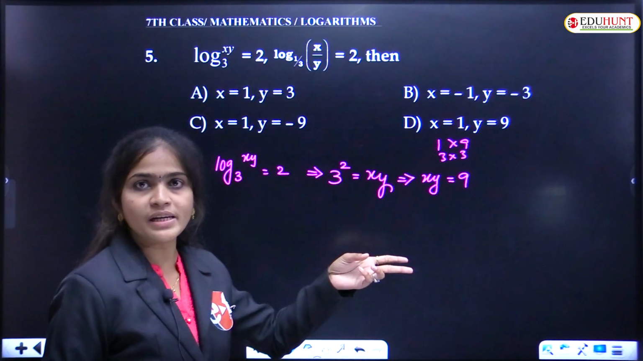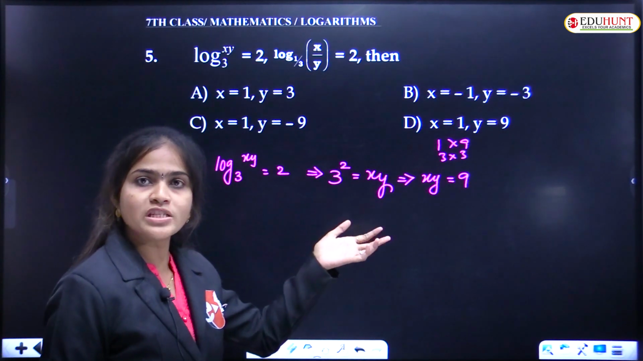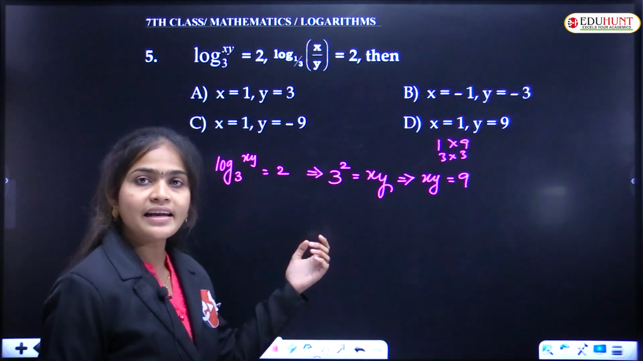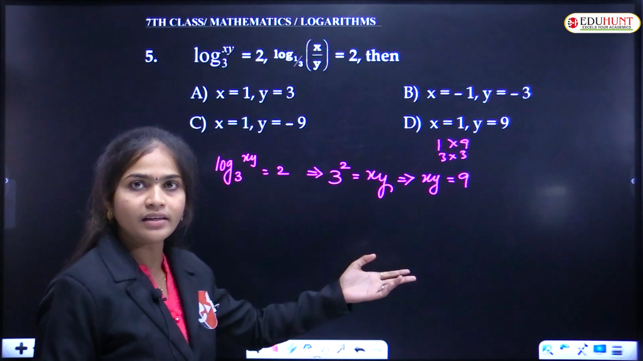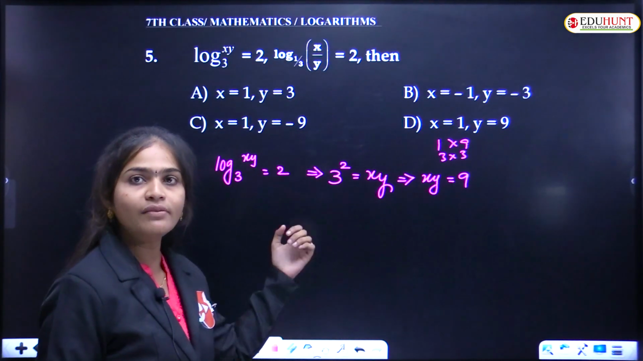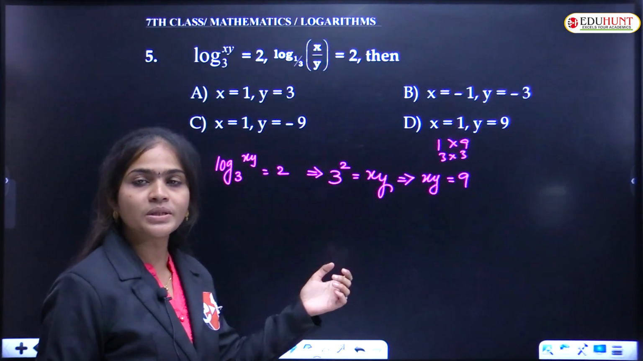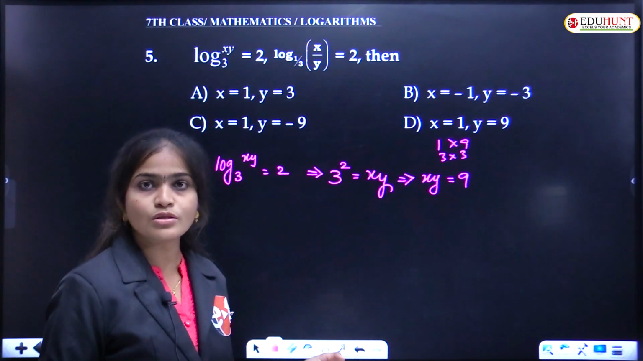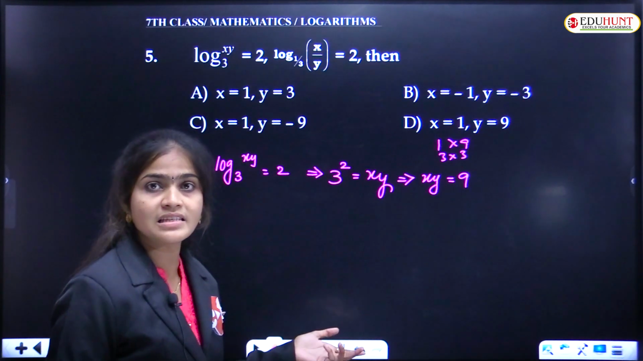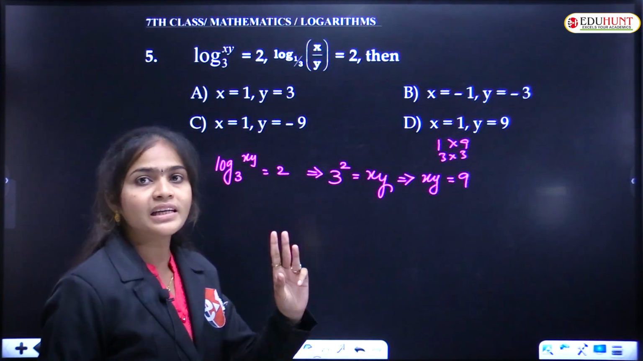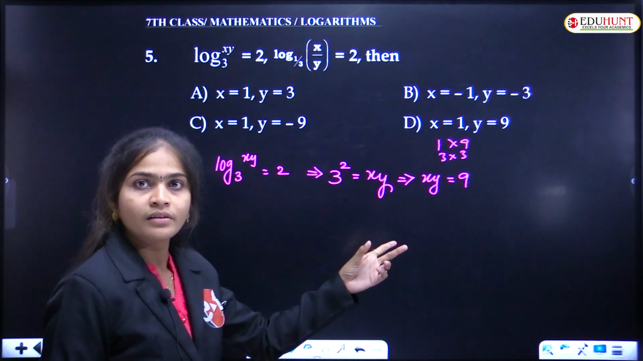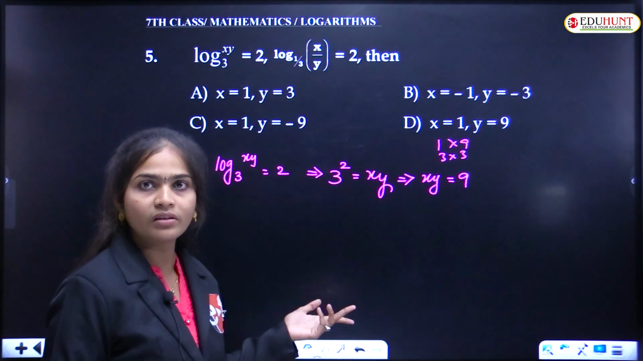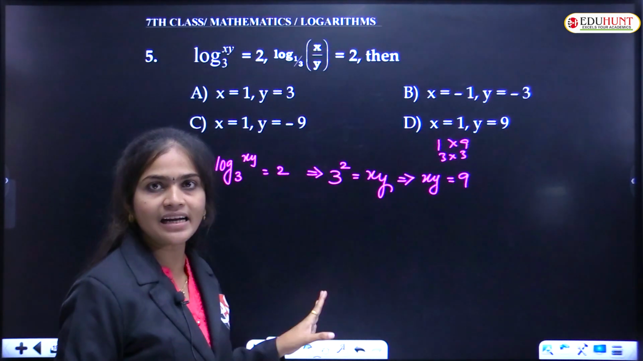Here there are two possibilities, right? Out of two possibilities, which one can we take? Either x is equal to 1, then y is equal to 9, or x is equal to 9, y is equal to 1. Another option, x is equal to 3, y is equal to 3. So how many possibilities are there? 3 possibilities. But whether these 3 possibilities satisfy here, maybe they do or not, we don't know. That's why we have to check another condition.